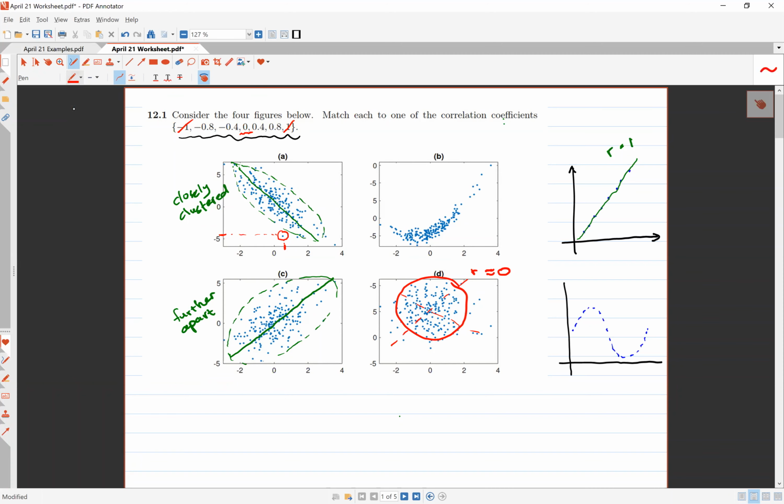And so this is another instance where even though there's a perfect relationship, it's highly nonlinear. So we could easily expect the correlation in that instance to be close to 0 as well. Now, let's finish up A and C here. In A, the points are pretty closely clustered to that line. And because it's negative, I would say reasonably it's negative 0.8. In C, positive, but not as closely clustered to the line. So choosing from the set that we have, I would say 0.4 is reasonable.